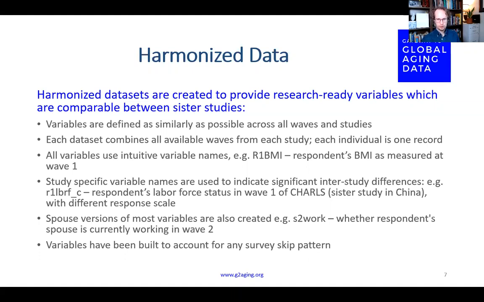We include spouse versions of most variables. So for instance, a variable like S2WORK is whether the respondent's spouse is currently working in wave 2. This is helpful if you're interested in the couple or family context, and it saves you the work of doing that spouse matching yourself, since it's individual level. And then the variables have also been built to account for any survey skip pattern.